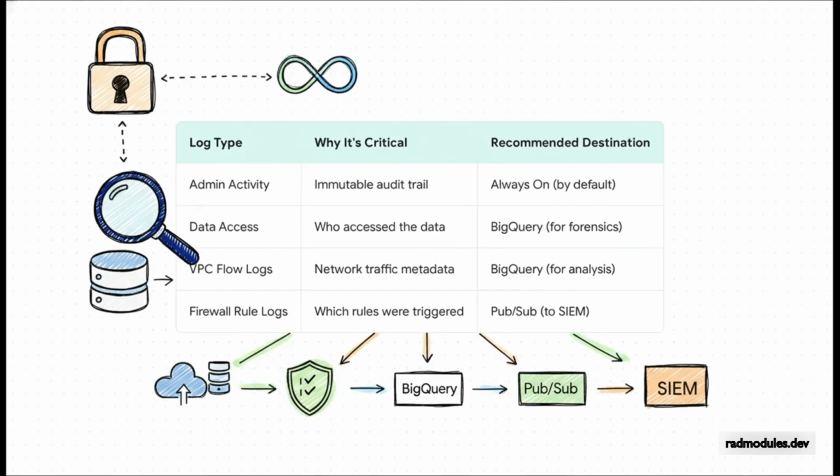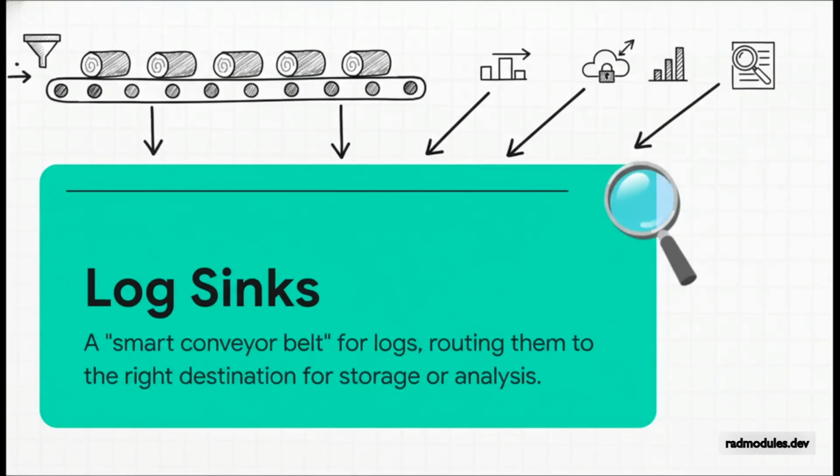Okay, this slide is basically your cheat sheet for logging on the exam. Don't just memorize the log types. You've got to understand the strategy. Admin activity logs, that's your non-negotiable audit trail of who did what. Data access logs, that's your go-to for investigating sensitive data, and you send them to BigQuery so you can run crazy detailed queries. And for network forensics, you combine VPC flow and firewall logs to get that full picture of who's talking to who.